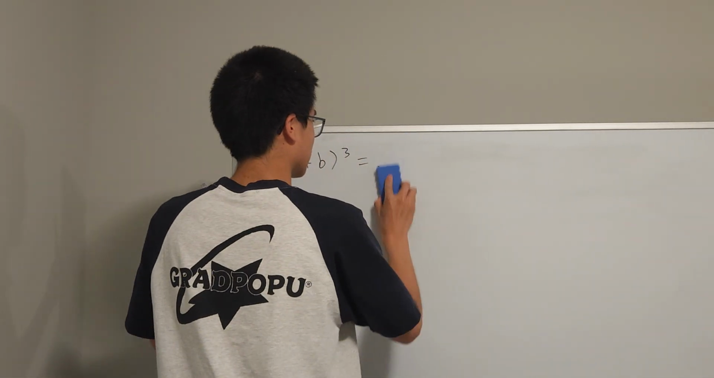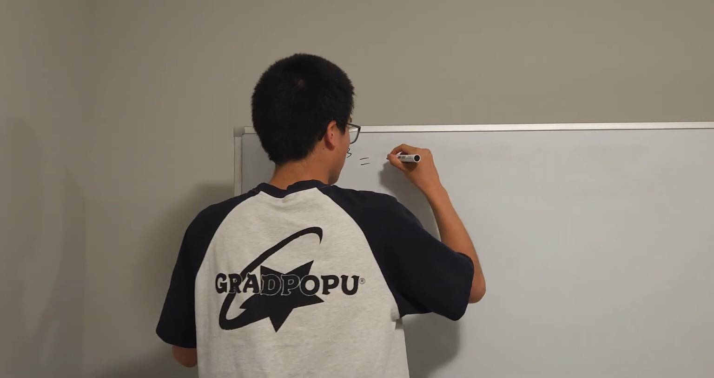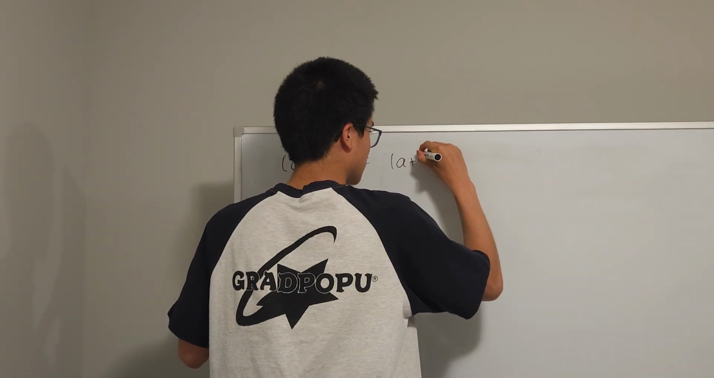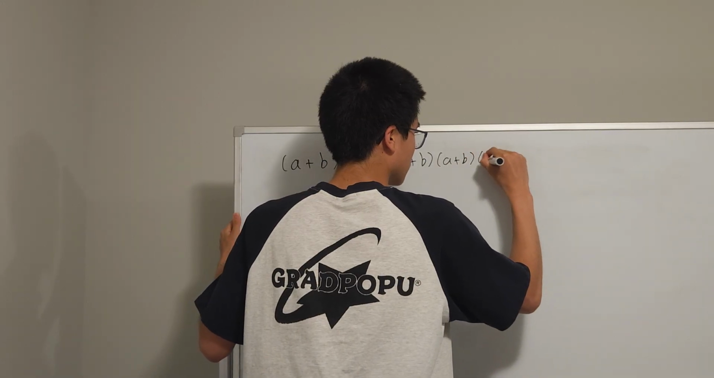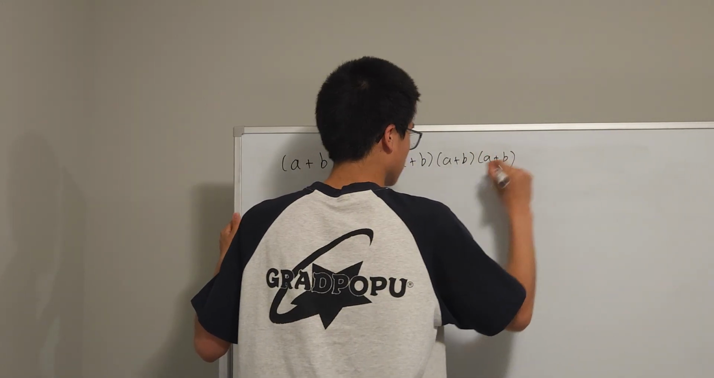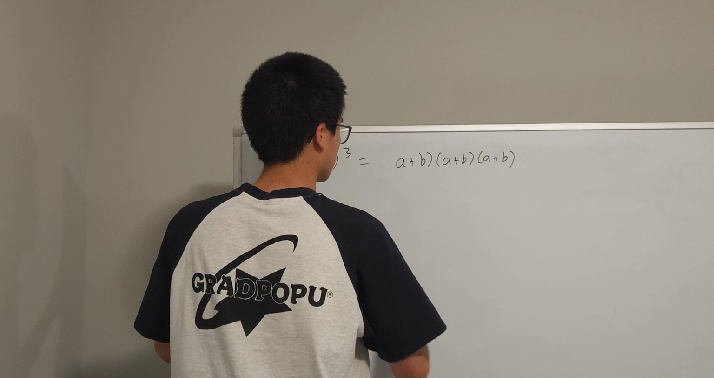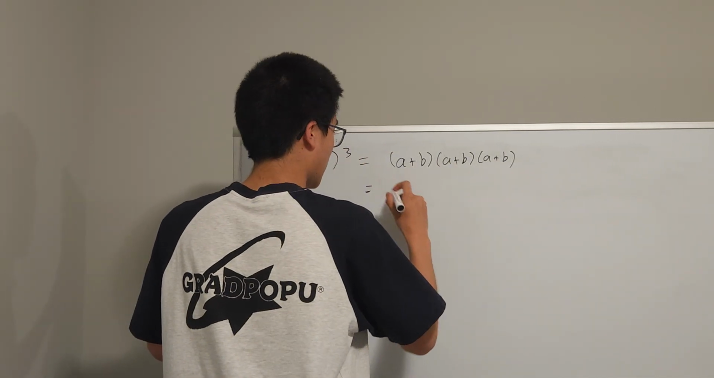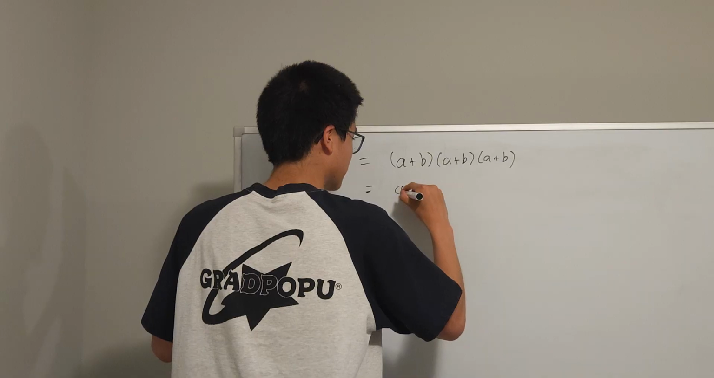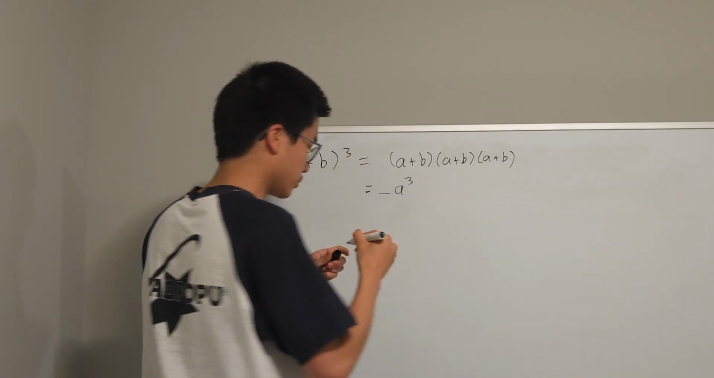Actually, for clarity, I'll write it as this. So this is basically the product of (a + b) three times. And then I want to find the coefficient of a cubed, right? So how do I do this?